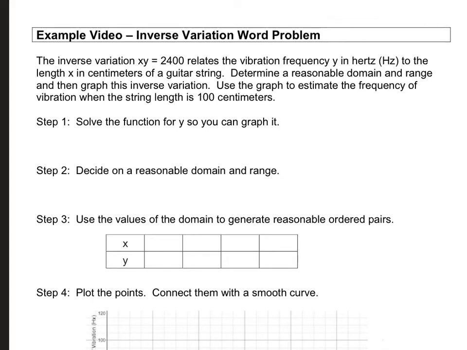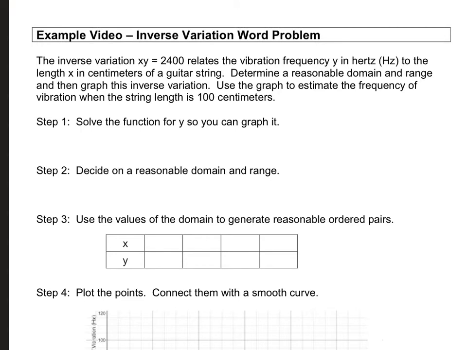All right, are you guys so excited that we get to do a word problem with inverse variation? So if you remember, our first step to every word problem is to read the word problem. So the inverse variation, x times y equals 2400, relates to the vibration frequency y in hertz, Hz, to the length x in centimeters of a guitar string.